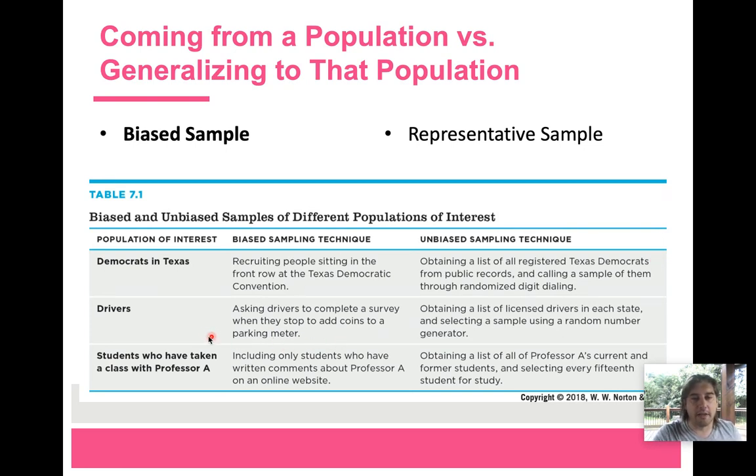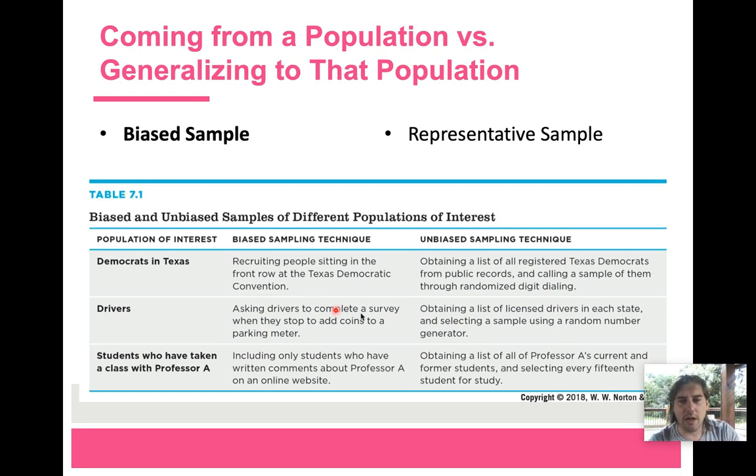Drivers, a biased sampling technique might be asking drivers to complete a survey when they stop to add coins to a parking meter. This is going to be biased because these are people who are in a particular location at a particular time of day. Who's likely to need to put money in a parking meter? Maybe someone who's visiting from out of town, who doesn't have an office or a home or a parking space, or know the area well enough to know where to go park for free. It might be someone who's out running an errand or shopping or has a meeting that they're going to be in and out of really quick.